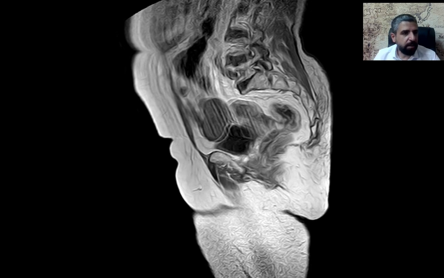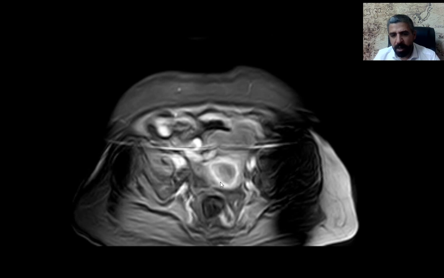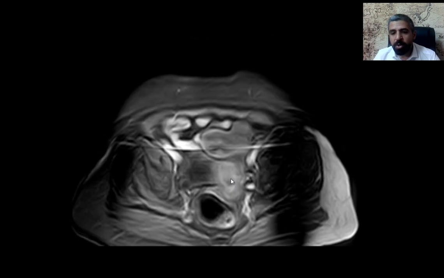And let's see the T1 weighted images. You can see that this endometrial lining is showing significant post-contrast enhancement. So what do you think, in your opinion, is the diagnosis in this case?